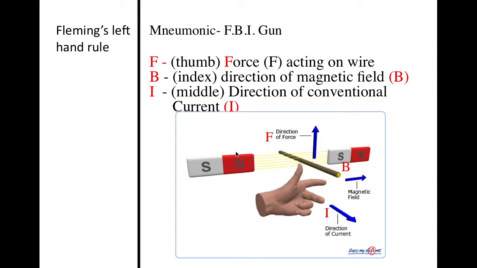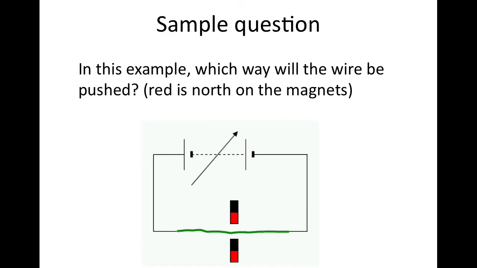There are two magnets. Here's the north end and here's a south end. There is a current that is running towards us or out of the page. If we were to make our left-hand FBI gun, we know that the magnetic field is going from left to right in this direction. We also have the current with our middle finger running out of the page or towards us. Because we notice that the thumb is pointing up, we can say that the force acting on the wire is an upwards force.